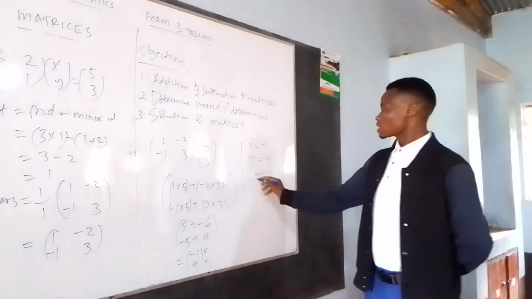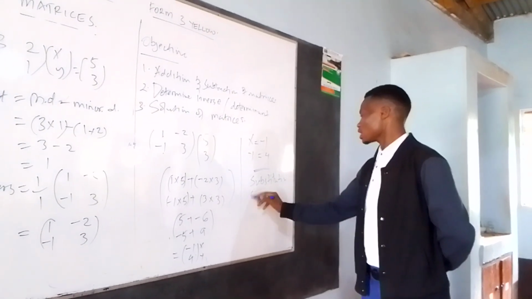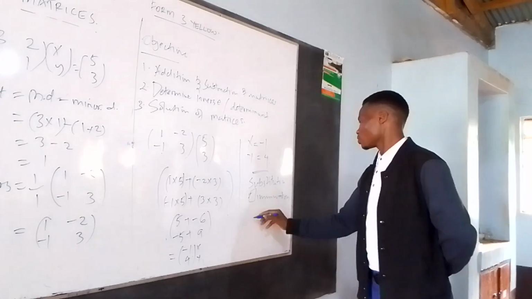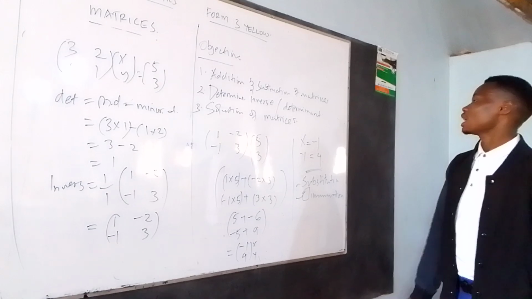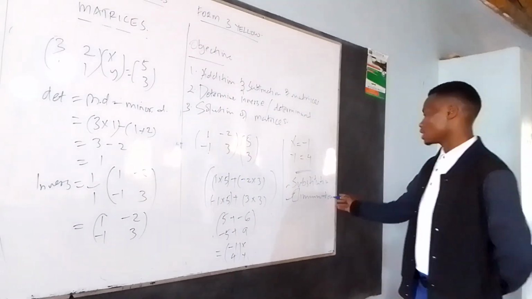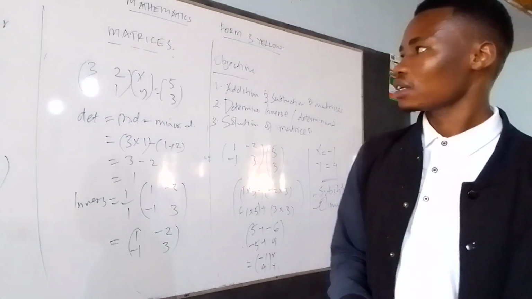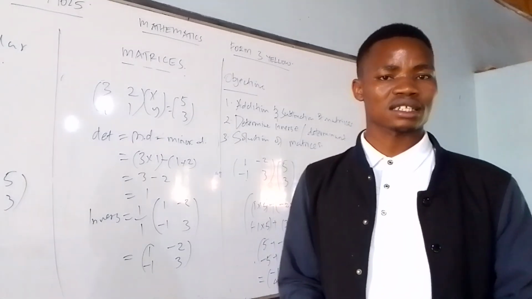Even if we use both substitution and elimination methods, you will find the values of x and y to be negative 1 and 4 respectively. And that marks the end of our lesson today. Students, you keep on revision. If you don't revise, you're not guaranteed success.